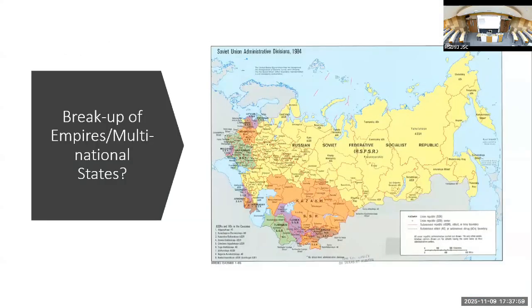Other countries, other multinational states or empires may not be so lucky. Take a look at the Soviet Union. In 1984, the Soviet Union had 15 states. Like our provinces or states, they had 15 Soviet Republics. And today, all 15 have become independent states.